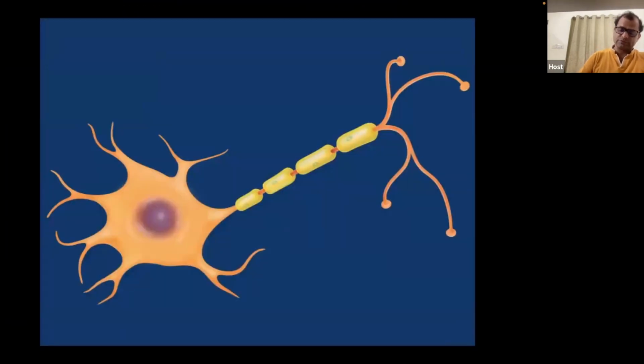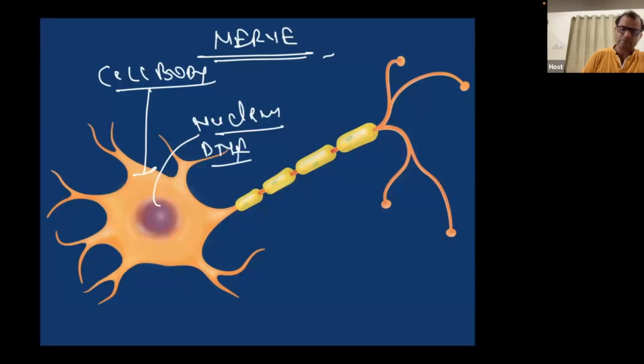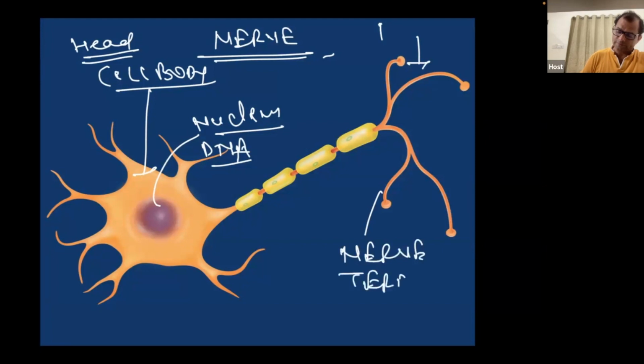So here we have discussed that this is the nerve. And we can see this is the cell body. This is the nucleus, a nucleus with the DNA. And this is the head of the nerve. And here we can see the tail of the nerve, or we can say nerve terminal. And the electric current passing through the nerve is called action potential.